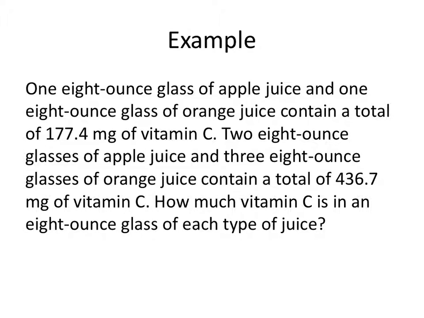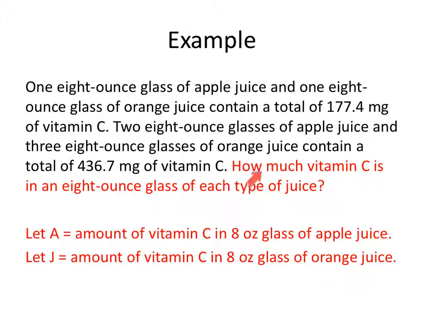An 8-ounce glass of apple juice and 1 8-ounce glass of orange juice contain a total of 177.4 milligrams of vitamin C. 2 8-ounce glasses of apple juice and 3 8-ounce glasses of orange juice contain a total of 436.7 milligrams of vitamin C. Now it sounds like the start to a commercial, but really I want to know how much vitamin C is in an 8-ounce glass of each type. Remember, the question tells us how to label our variable. So, how much vitamin C is in an 8-ounce glass of each type?